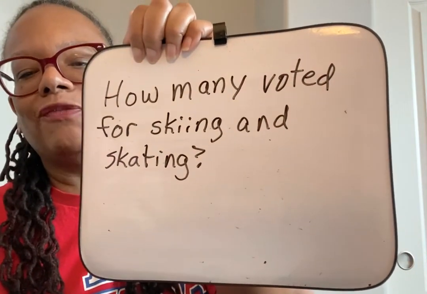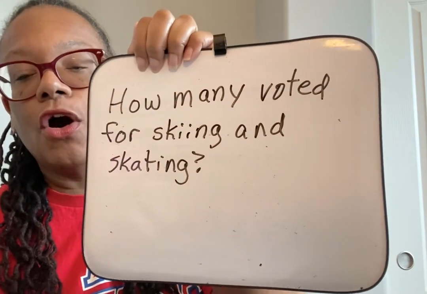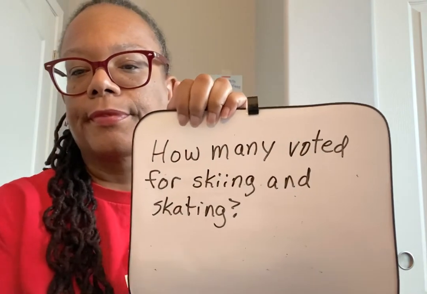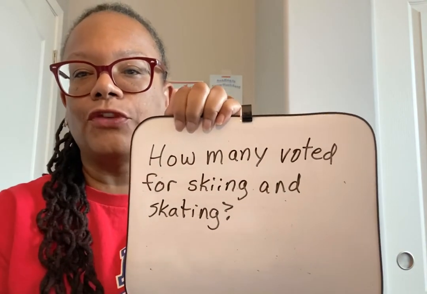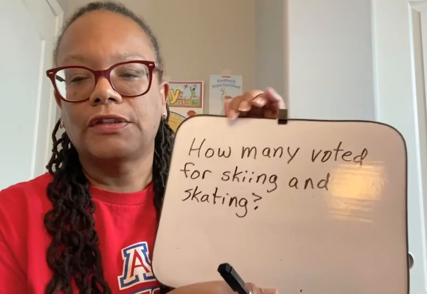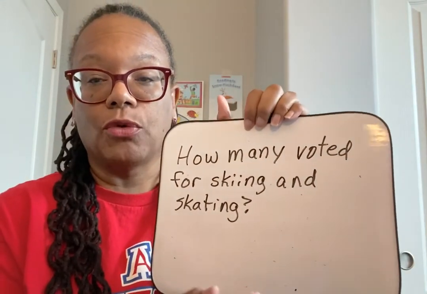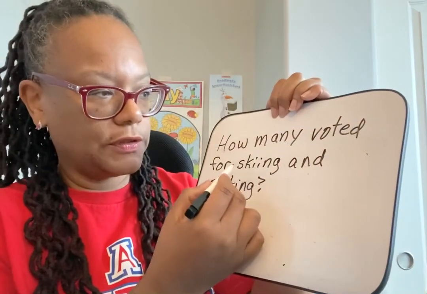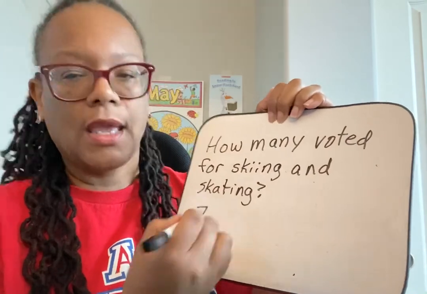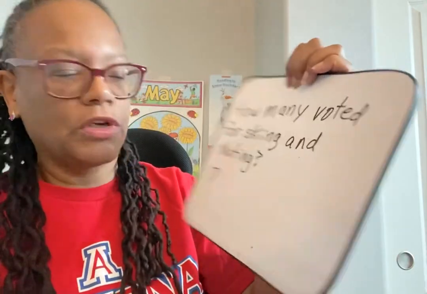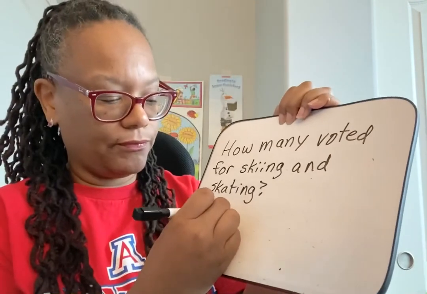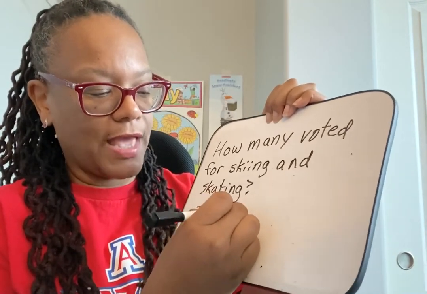You could say how many voted for skating and ice fishing. Or you can say how many fewer, or you can add three of them all together if you want. Now, with this one, skiing was 7. And which one do we say? Skating. Skating was, right, 8. That's your equation.